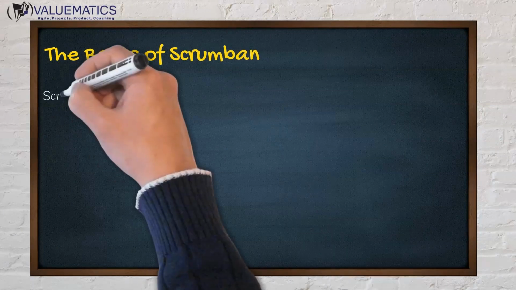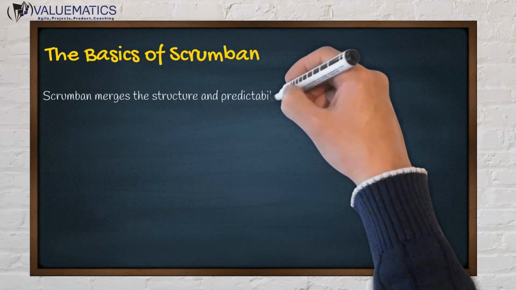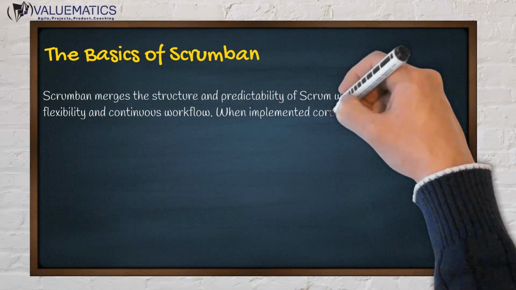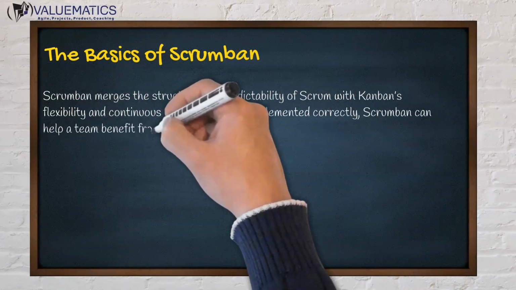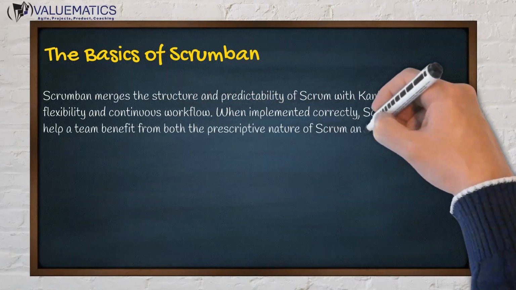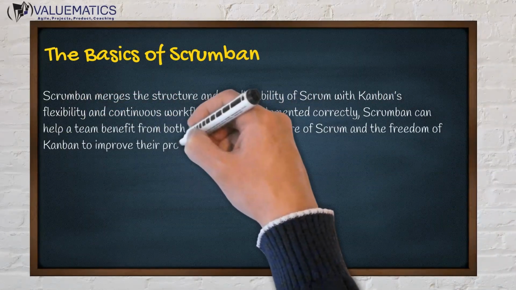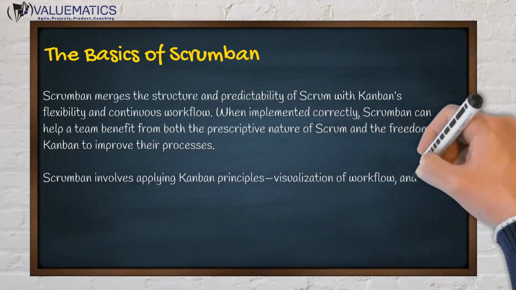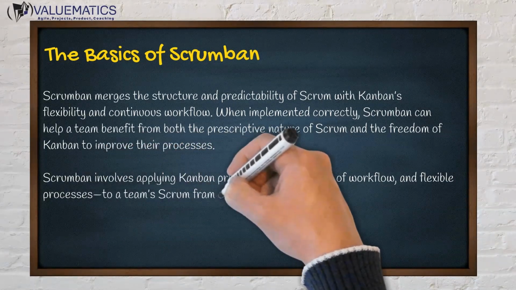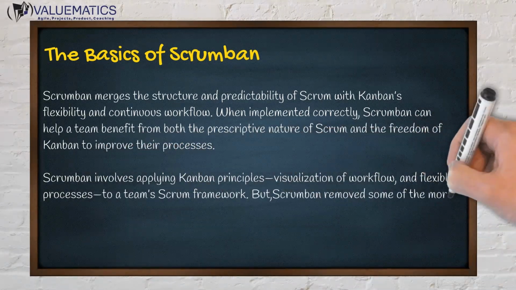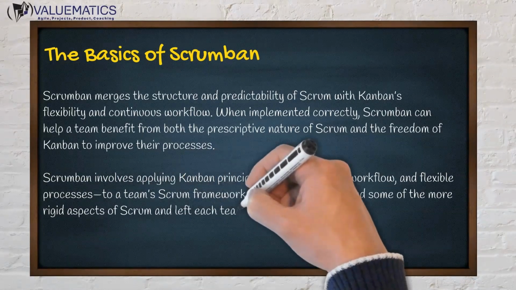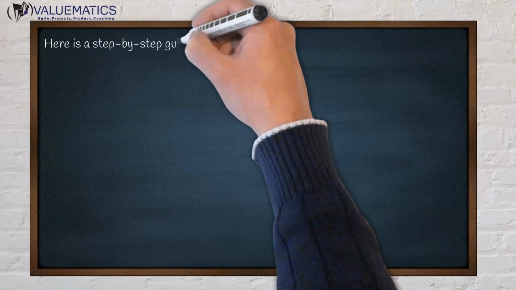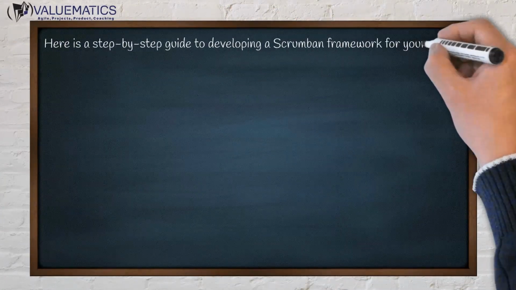The basics of ScrumBan. ScrumBan merges the structure and predictability of Scrum with Kanban's flexibility and continuous workflow. When implemented correctly, ScrumBan can help a team benefit from both the prescriptive nature of Scrum and the freedom of Kanban to improve their processes. ScrumBan involves applying Kanban principles, visualization of workflow, and flexible processes to a team's Scrum framework. But ScrumBan removes some of the more rigid aspects of Scrum and leaves each team to create a custom approach to development. Here is a step-by-step guide to developing a ScrumBan framework for your team.